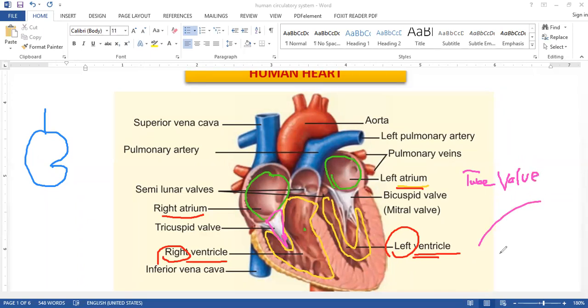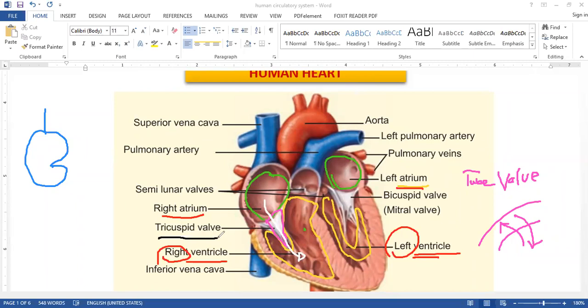When you pump air, the air goes inside. Once you fit the valve tube, the air doesn't come back out. Which means it allows what? The blood flow from the right atrium to the right ventricle in one way. This valve, through which blood flows from here to here, is called the tricuspid valve.